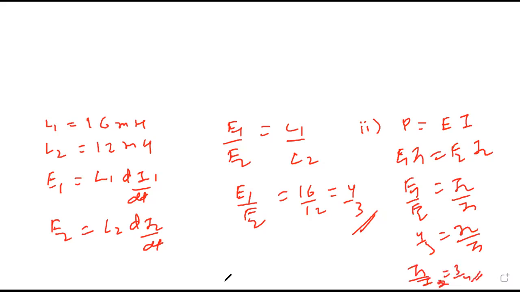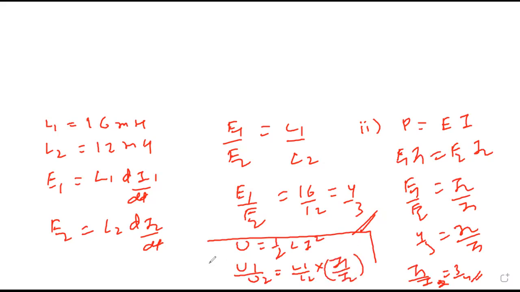Then they want the third part, the energy stored in them. Energy formula is half L I square. So U1 upon U2 equals L1 upon L2 into I1 upon I2 the whole square. L1 upon L2 is 16 upon 12, I1 upon I2 we got 3 by 4, squared. Hello? Yes, sir. So one more line, look: 16 upon 12 into 9 by 16. 16, 16 cancel. 3 is to 4. Okay, follow na?